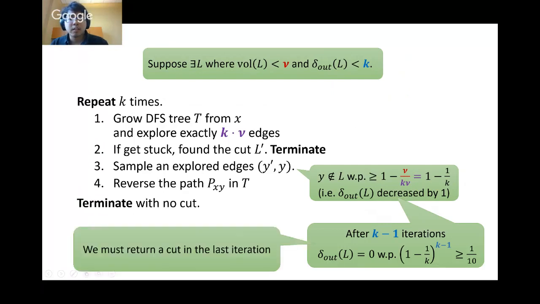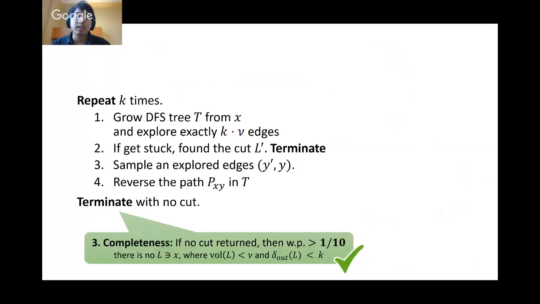Right. So once you know that after k minus 1 iterations, the cut size becomes 0, then in the last iteration, you must get stuck, right? You must get stuck, and you will return L prime, and L prime might be L. Yeah. So basically, if this L exists with small volume and small cut size, then we will return a cut with probability at least 1 over 10. So this completes the proof.